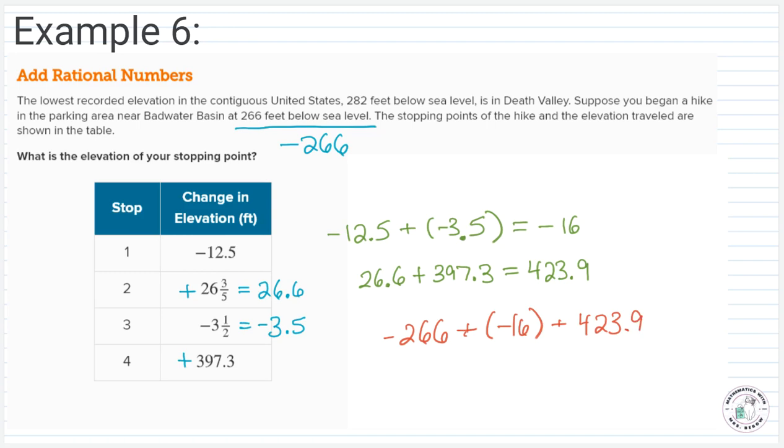So I would go through and start with my 2 negatives, adding those together. So you can, again, think of it as just normal addition, 266 plus 16. That's going to be 282, but again, negative. So negative 282 plus this 423 9/10. And now we have different signs. And so when we have different signs, the trick is to subtract the 2 and then keep the sign of what you have more of. In this case, we do have more positives. And so when I subtract these, we're going to end up with 141 9/10 feet. So that is going to be my ending elevation for this hike.